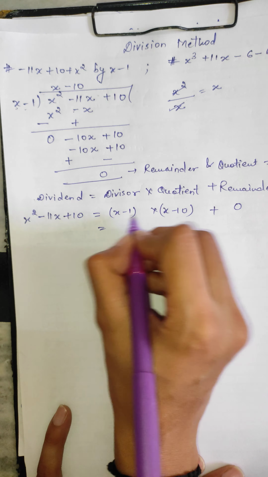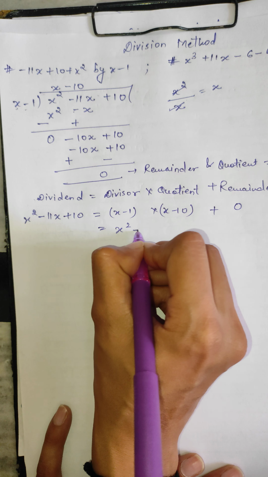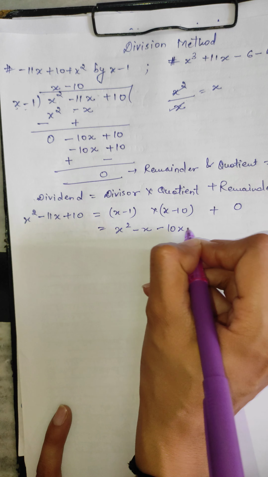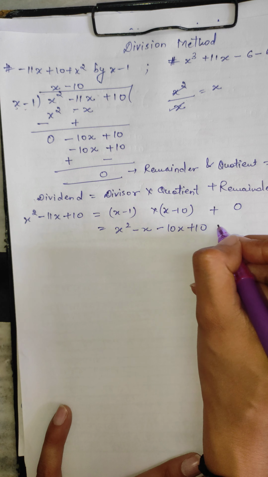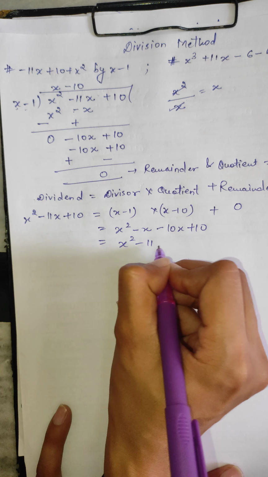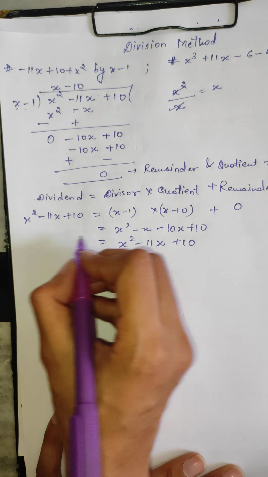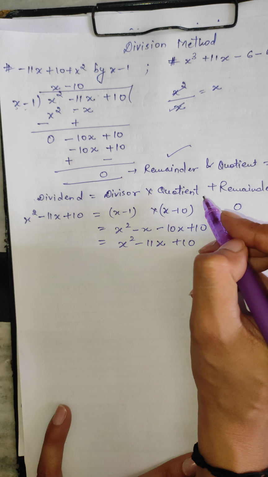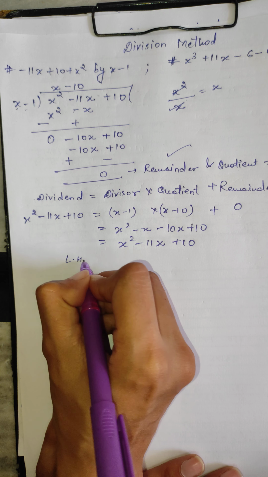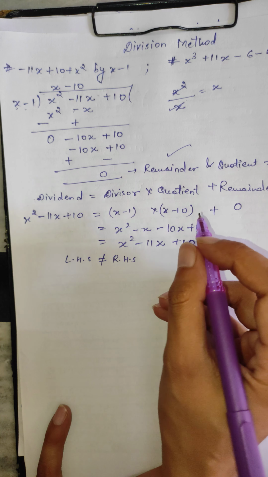Now we will multiply this. x will be multiplied with this entire term, it becomes x square minus x, and minus 10 is multiplied by this entire term, it becomes minus 10x plus 10, and 0, there is no change in the equation, so we will get x square minus 11x plus 10. So this shows us that the division we did is correct. If the left hand side doesn't become equal to the right hand side, then we did some calculation mistake, either some calculation mistake or some variable putting.